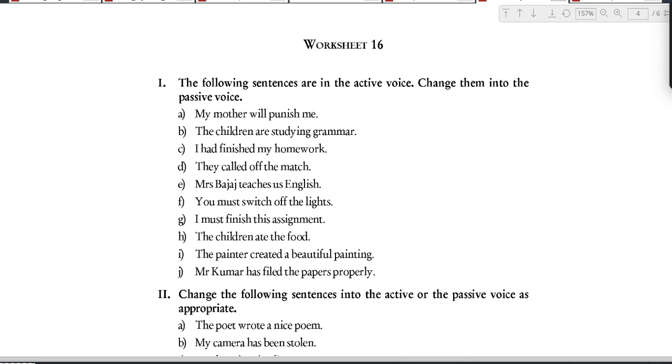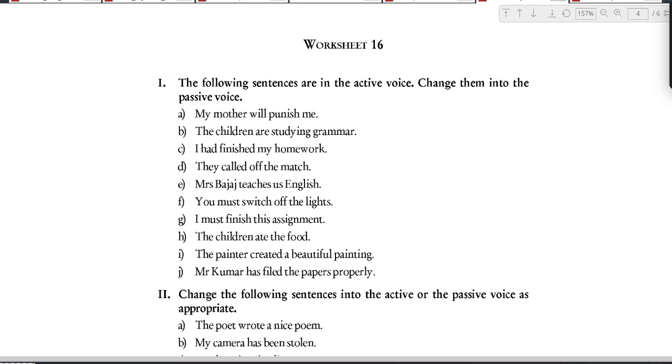The painter created a beautiful painting. The beautiful painting was created by the painter. Why being? Oh no, was created by the painter. Very good.